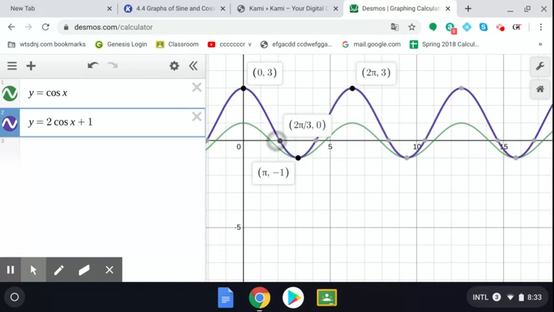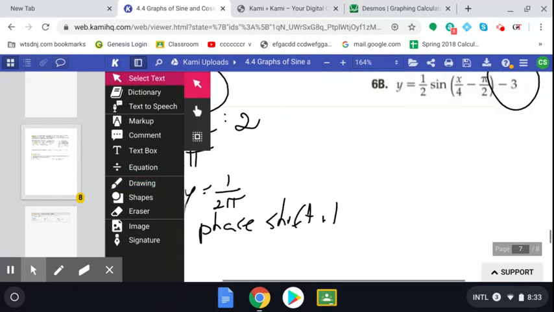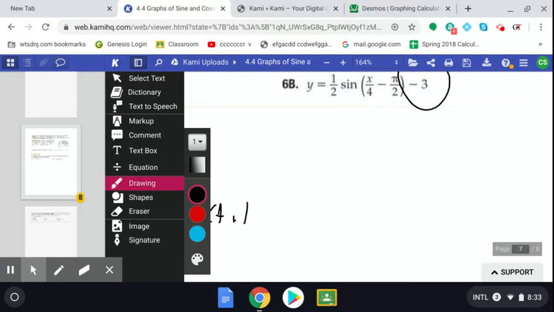For some reason, we're not able to find that point there, but that's what it would be. All right. Now this is a little trickier, but we can still do it.